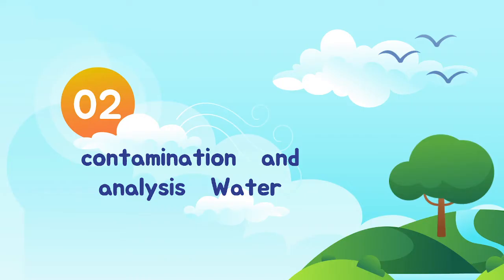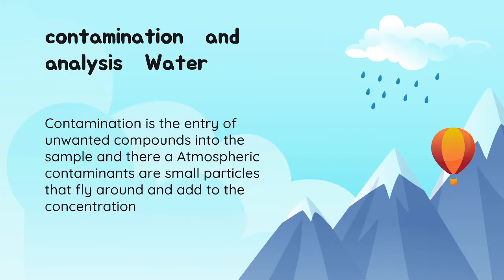Next material: contamination and analysis water. Contamination is the entry of unwanted compounds into the sample, and there are atmospheric contaminants. There are small particles that fly around and add to the concentration.